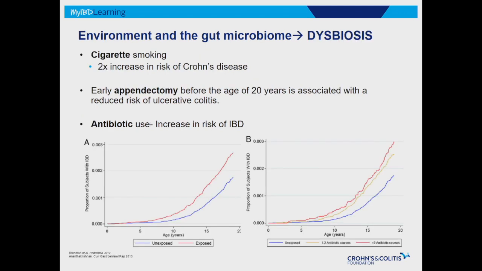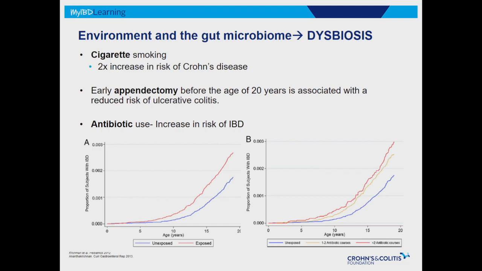So what influences the microbiome? Lots of our environment, right? Not just what you eat, which we heard a lot about, and it explains why there's some therapeutic benefit to changes in the diet, but our environment has a direct impact on the composition of our gut. And so cigarette smoking definitely influences the gut microbiome. We found things like early appendectomy actually reduce the risk of ulcerative colitis. Now, why is that?